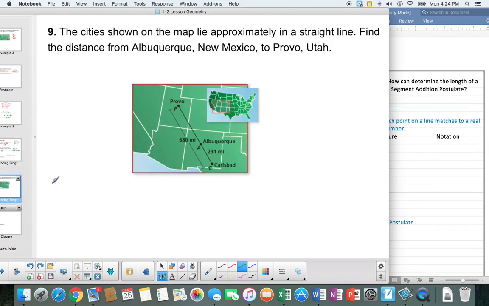And we go back to the map problem. In this map problem, we want to find this length right here. So again, we're going to take the big distance, and these points are all collinear, and that'll be x plus 231. And when we subtract, that's going to be 449 miles is equal to x.